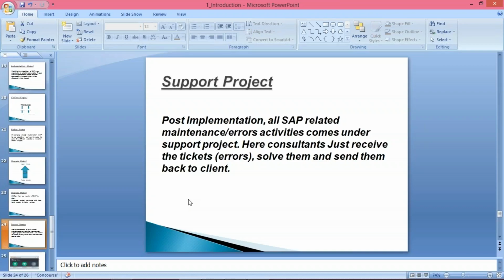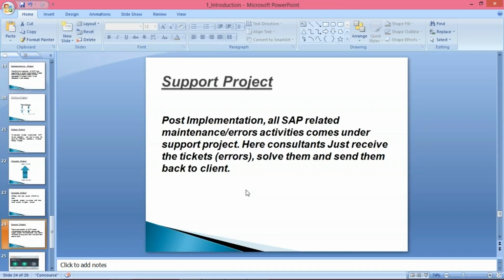So support means we are going to receive the requirement from the client side. The client is Tata Motor, and we have to resolve their errors, issues, or whatever requirements there are. These activities are all part of a support project. So a support project comes into the picture after implementation. Once the implementation happens, only then does the support project come into picture, or even after rollout. Once the rollout is over, then this support will come into the picture.